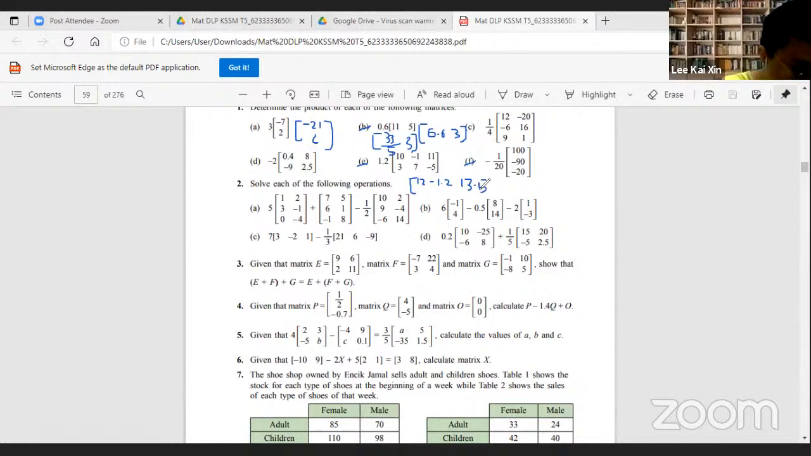1.2 times 3, you will get 3.6. 1.2 times 7, we will get 8.4. Okay, so 1.2 times -5 will get -6. So you get the answer, the matrix like that. So this one actually is the same as A. You just multiply directly.